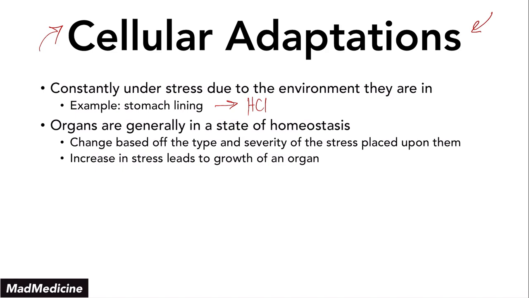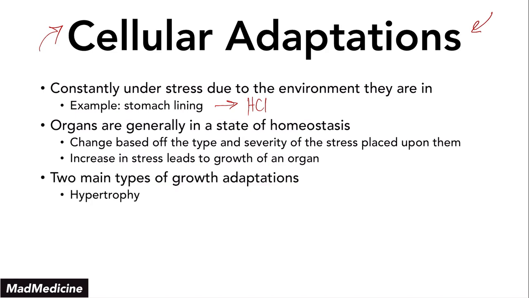There are two main types of growth adaptations you need to be aware of: hypertrophy and hyperplasia. Hypertrophy deals with the increase in the size of our cells, and hyperplasia deals with the increase in the number of cells. Both of these we have discussed in detail in previous lectures. Both are very important and high yield, so you should definitely watch those videos on our account.